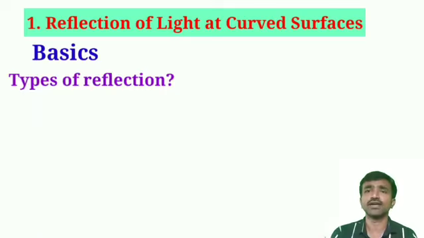There are types of reflection based on the surface nature: one is regular reflection and another is irregular reflection.